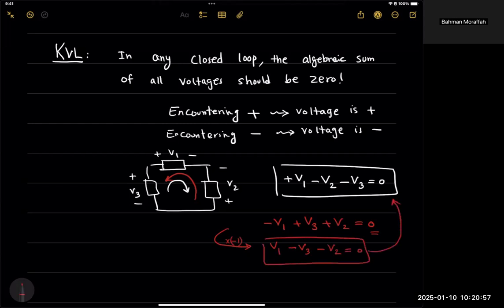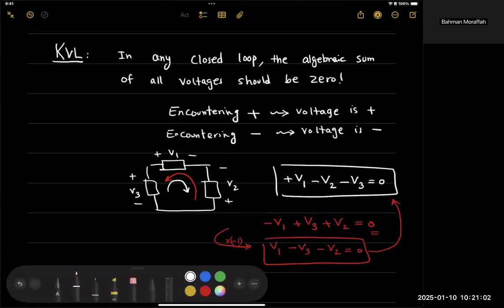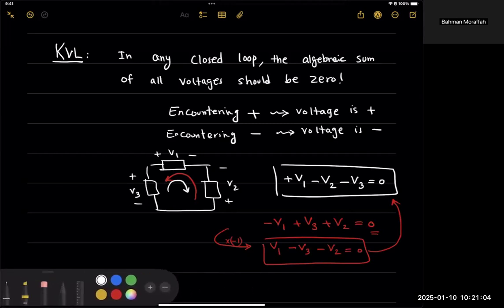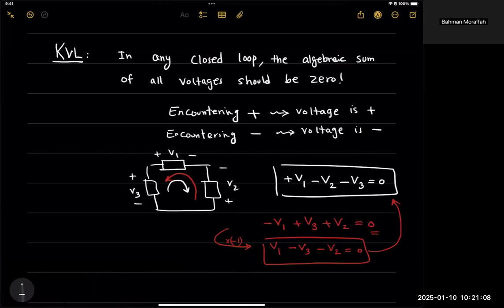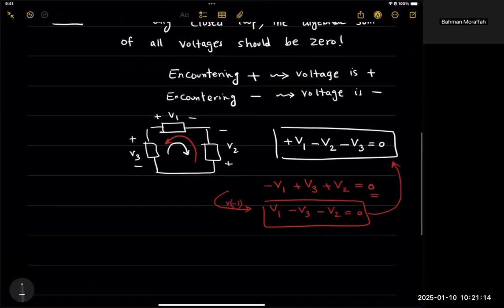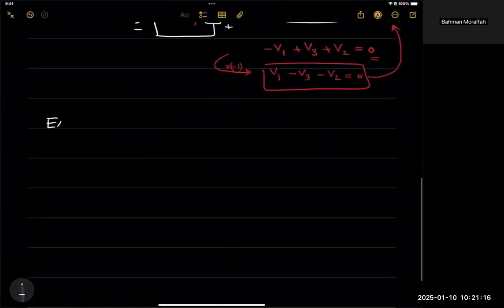So as long as we stick to this convention, it does not really matter what direction we're considering to loop through a circuit. Let's do a quick example and see how it works.